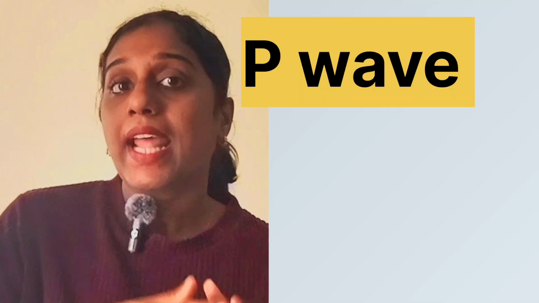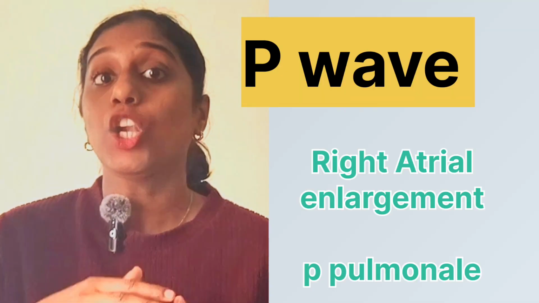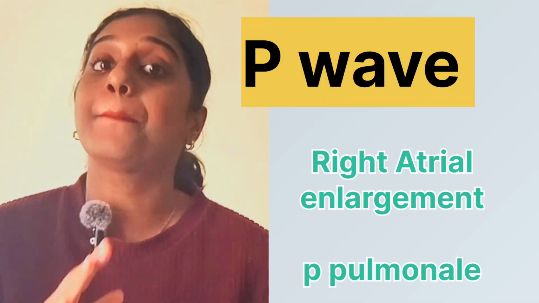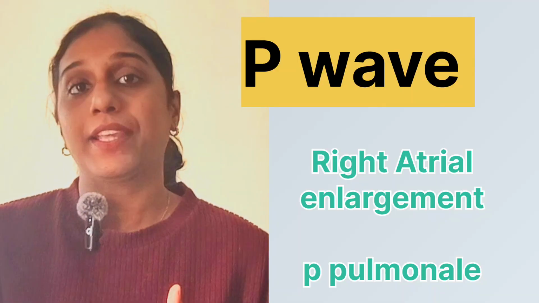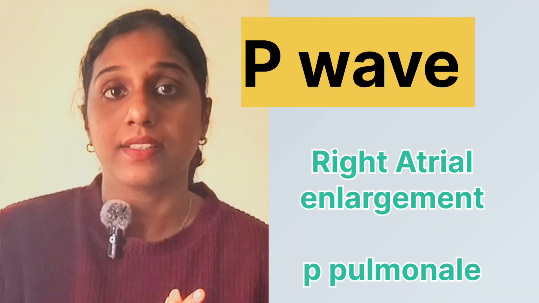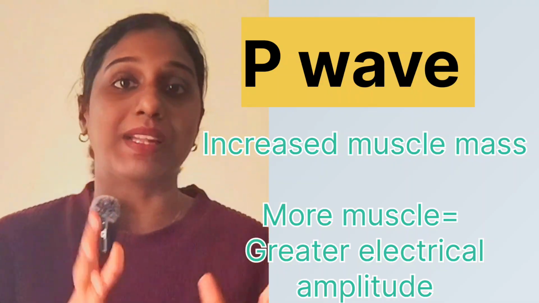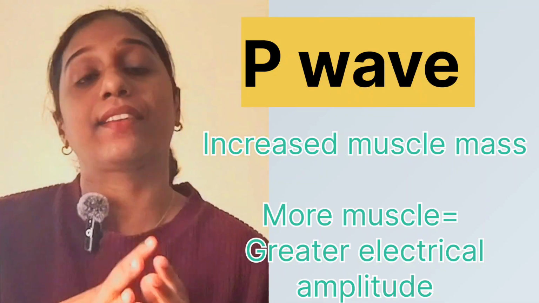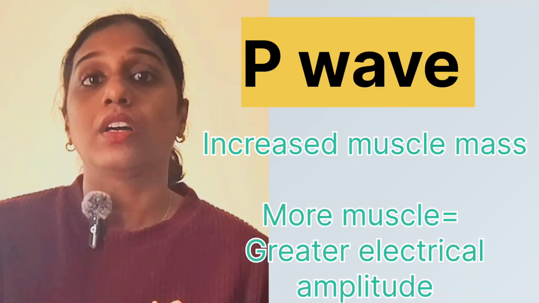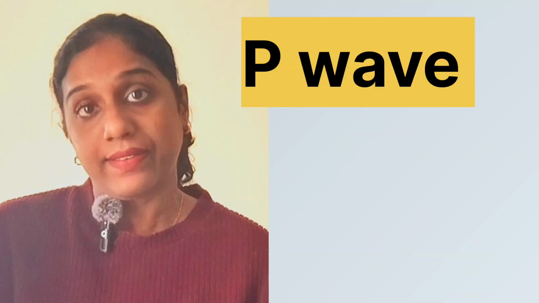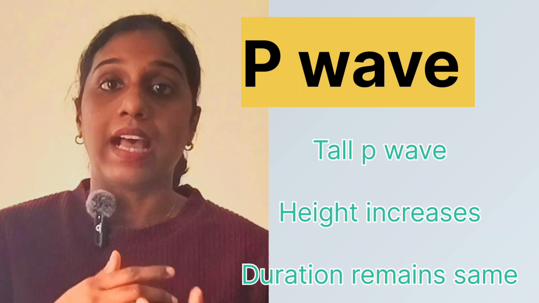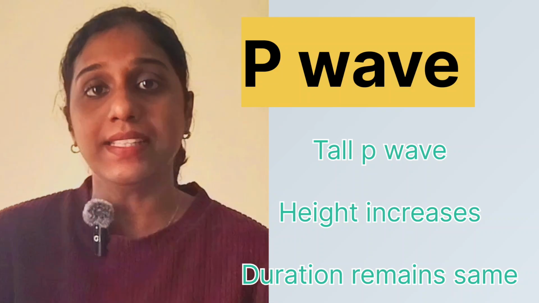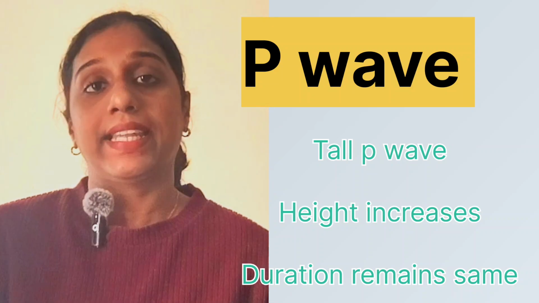which atria is affected. In case of right atrial enlargement, we will get a tall P wave or P pulmonale. This is because right atrial enlargement causes increased muscle mass in the right atrium. More muscle means greater electrical amplitude, so stronger impulses are generated. So the height increases and duration remains the same. So we will get a tall P wave in right atrial enlargement.